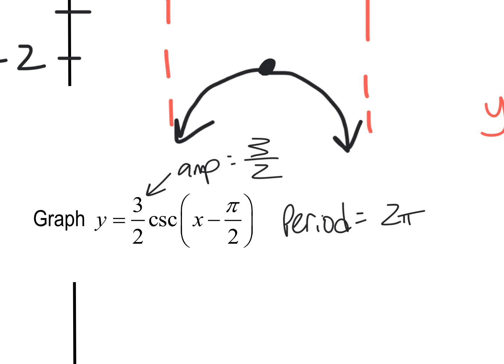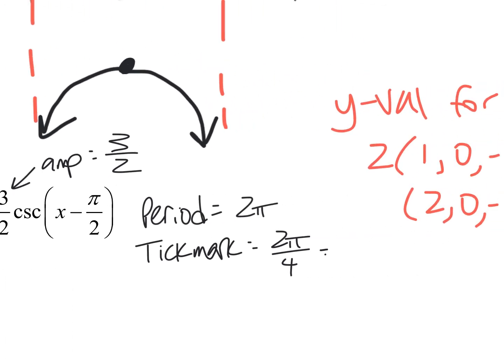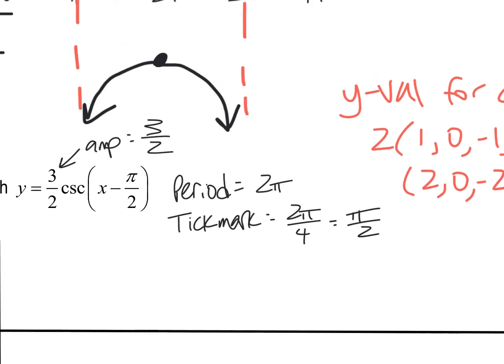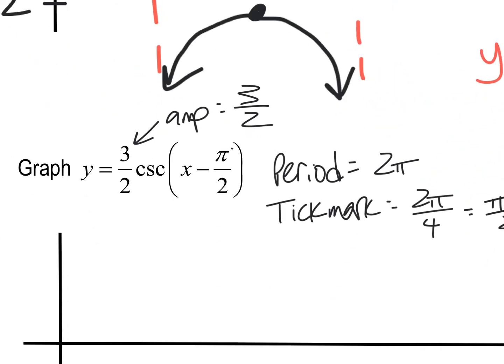It's 2 pi over 1, whatever this coefficient is of the x value, and that doesn't do anything. But that means that each tick mark is 2 pi divided by 4, because there are 4 gaps, and that means pi over 2 is what each tick mark is going to be worth. Here we have a phase shift.